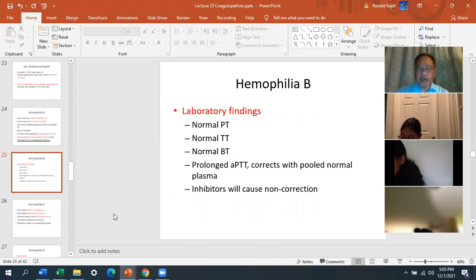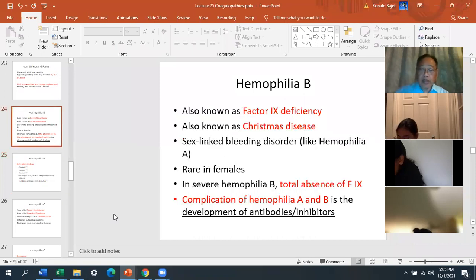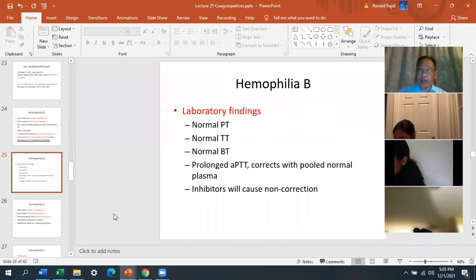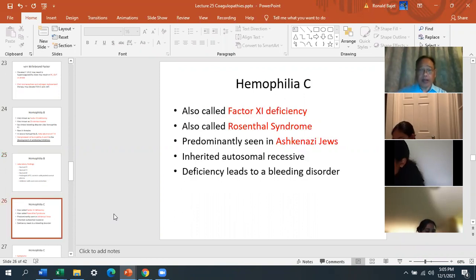So the tests to diagnose hemophilia B are normal pro-time, normal thrombin time, normal bleeding time, and prolonged PTT, because now you have a decrease in factor 9. So factor 9 is in the intrinsic pathway, so you have a prolonged PTT, and you would expect it to correct with pooled normal plasma because it's a factor deficiency. Inhibitors will cause non-correction if they're present.